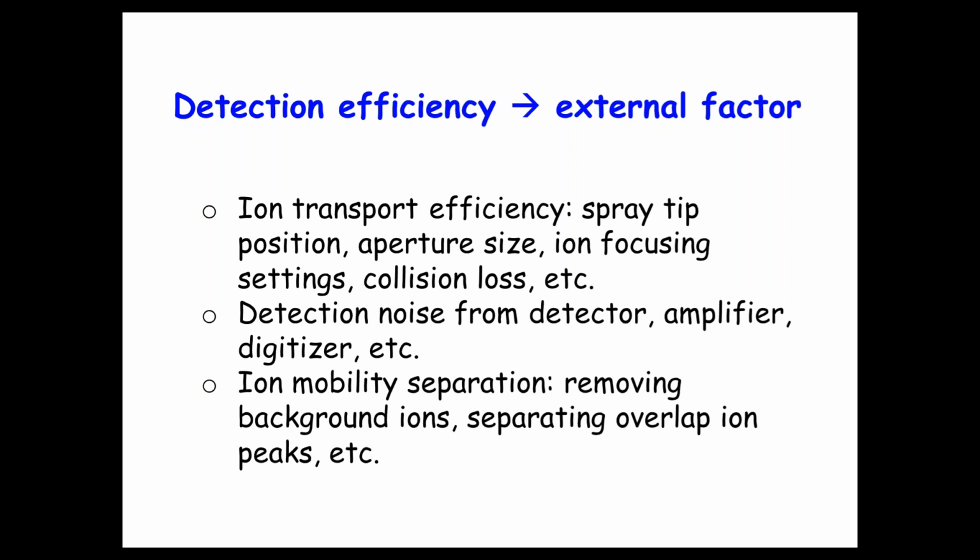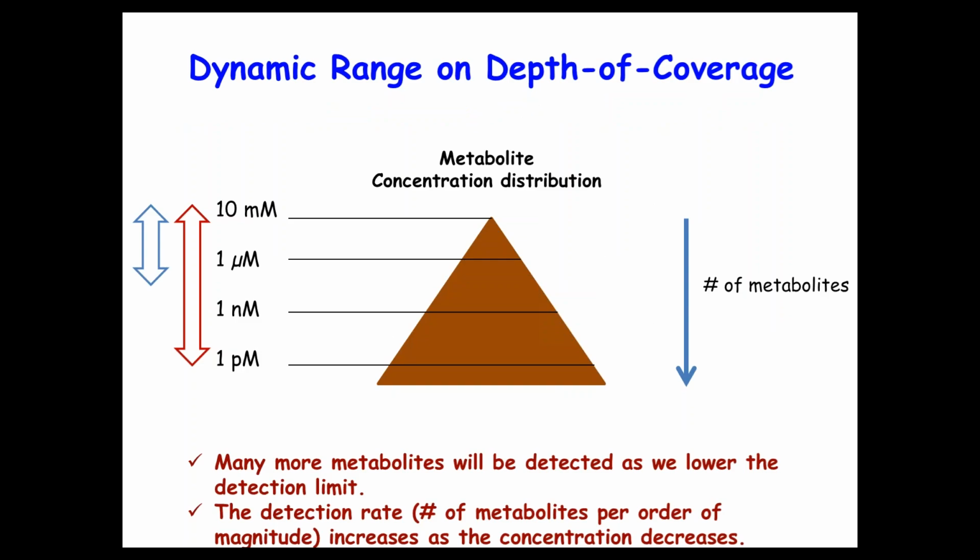Reducing detection noise from the detector, amplifier, and the digitizer will also help to increase detection efficiency. In addition, ion mobility separation can help ion detection by removing background ions and separating overlapping ion peaks. So there are a number of ways of decreasing the detection limit. In my humble opinion, with multidimensional separation, it should be possible to detect most metabolites down to picomolar or lower concentration.